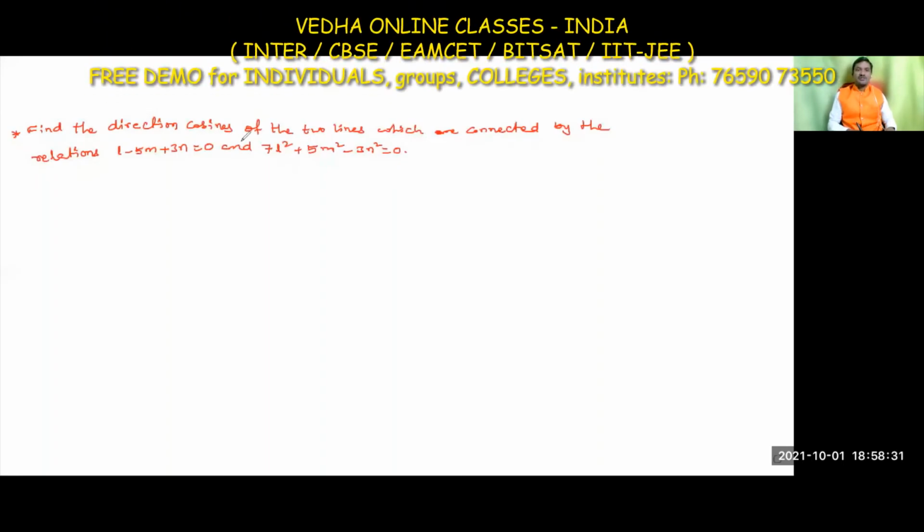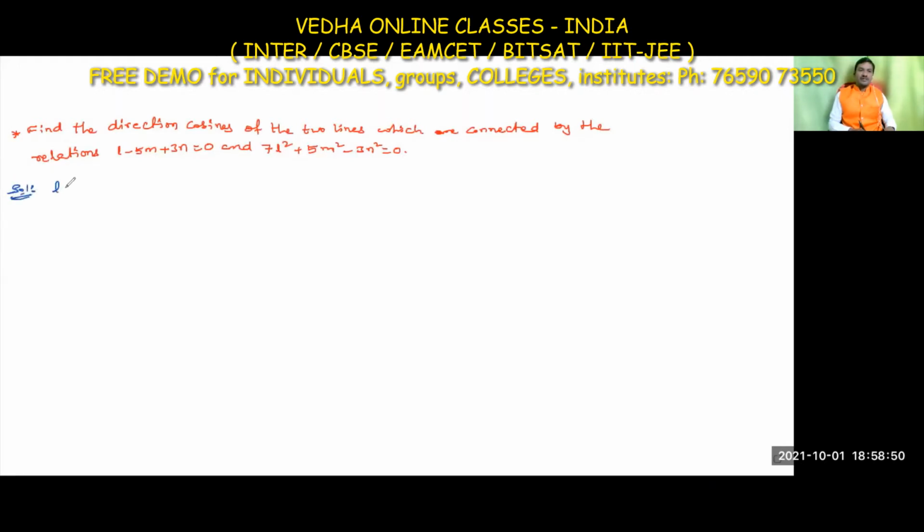Find the direction cosines of the two lines which are connected by the relations l minus 5m plus 3n equals 0 and 7l square plus 5m square minus 3n square equals 0. Here, what is given in this? So write the given data first.